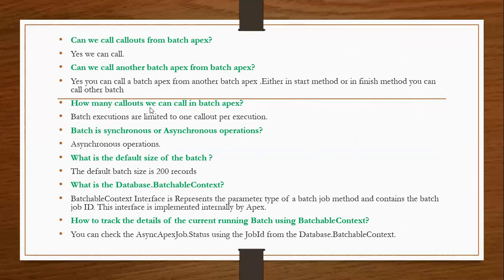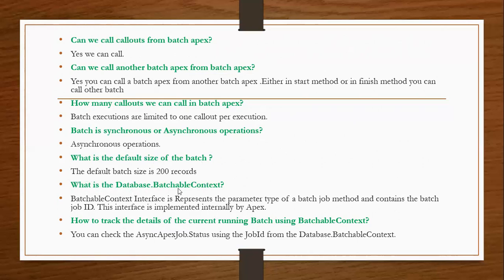Next, how many callouts can we make in batch Apex? Batch executions are limited to one callout per execution. Batch is an asynchronous operation. Next question: what is the default size of the batch? The default batch size is 200 records.